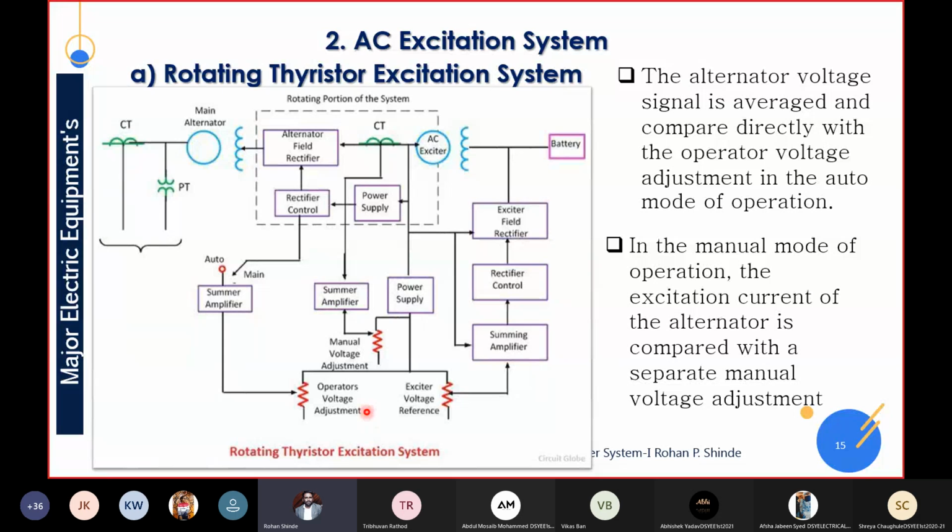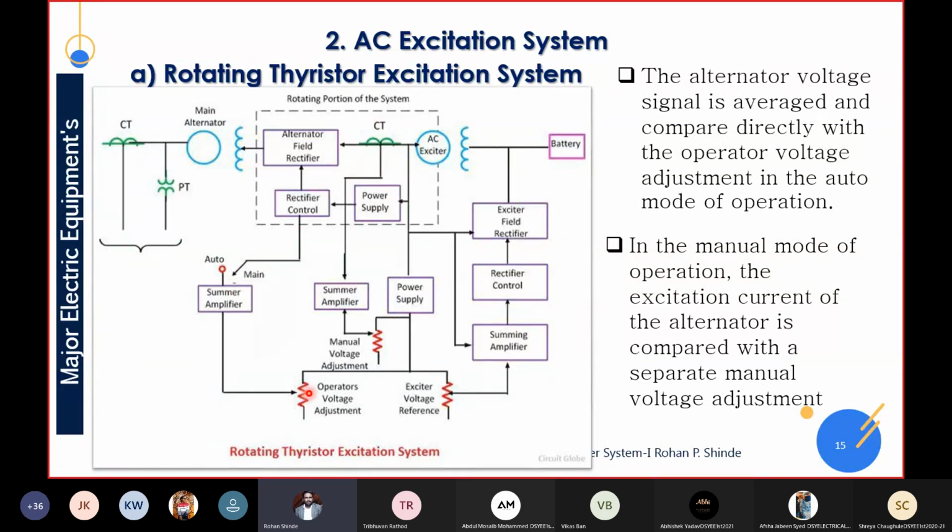In the manual mode, now see here, instead of auto mode, if we have used the manual mode, then in the manual mode of operation, the exciter current of an alternator is compared with the separate manual voltage adjustment. Now see here, this is auto mode operation.